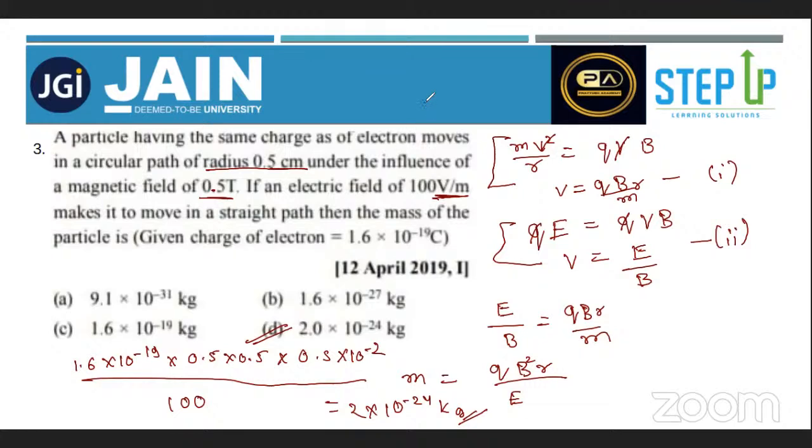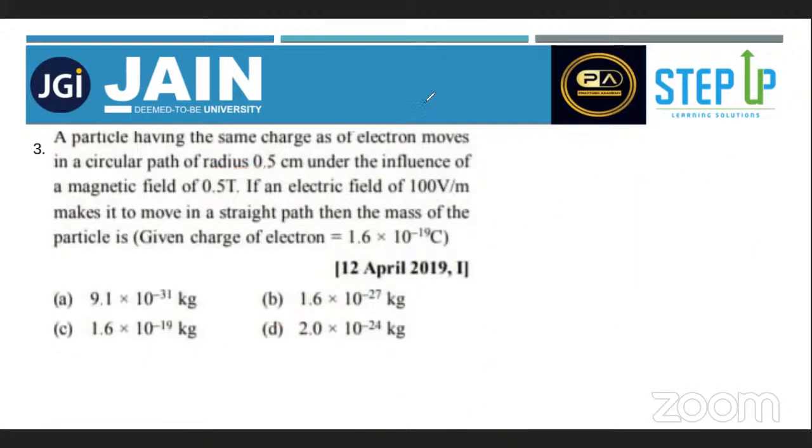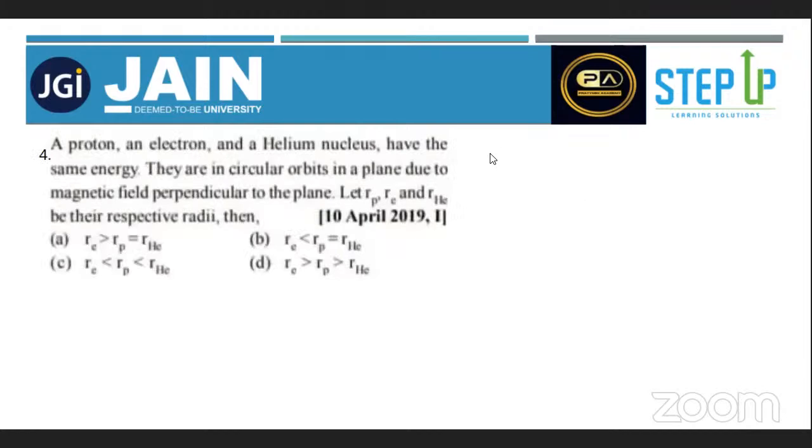Let's try the next one. A proton, an electron, and a helium nucleus have the same energy. They are in circular orbits in a plane due to a magnetic field perpendicular to the plane. Let RP, RE, and RHe be their respective radii, then what is true?